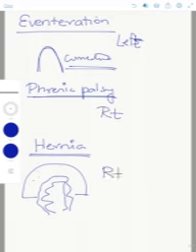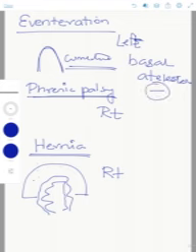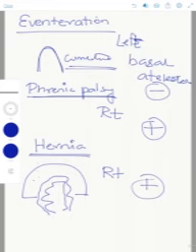Eventration is never associated with basal atelectasis. That is always absent in eventration. It is present in phrenic nerve palsy and it is present in hernia. Also, in eventration there is a continuity in the diaphragmatic contour. In phrenic nerve palsy also there is a continuity, but in hernia we can see that there is a loss of continuity, or a discontinuity of the diaphragmatic contour.